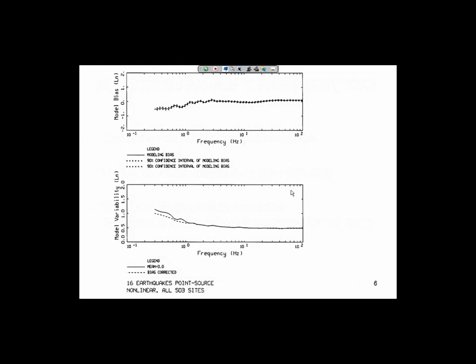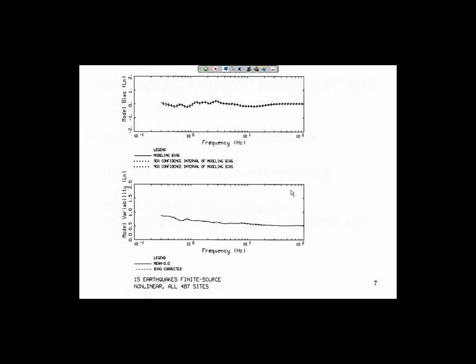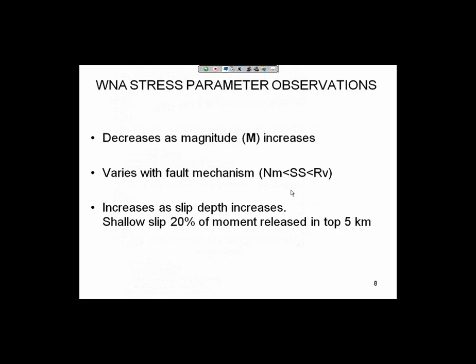So just to show you again, this is from the point source model and from the finite model. So that kind of covers our modeling results. And then we have some observations on stress parameter based on this set of data.